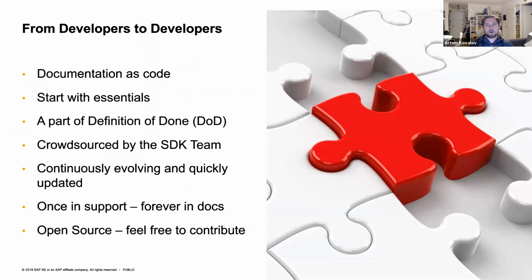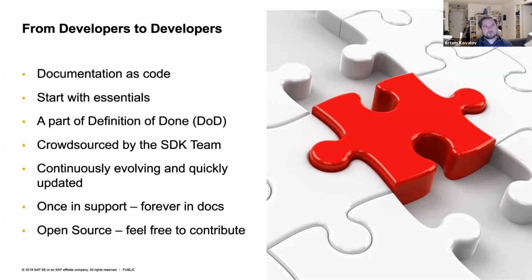I also want to tell you how we do the documentation and why you should trust it and why you should use it. Because documentation is code. So there is a repository where we write documentation the same way developers would write code. We update it with small increments, making commits and pull requests and reviewing them, and getting them delivered to you almost immediately after that.